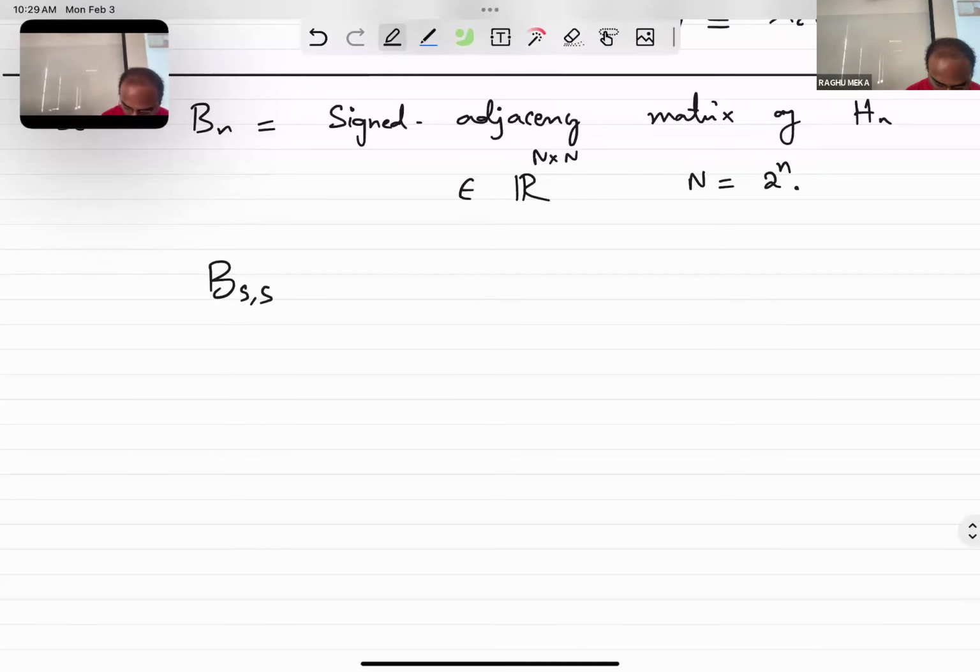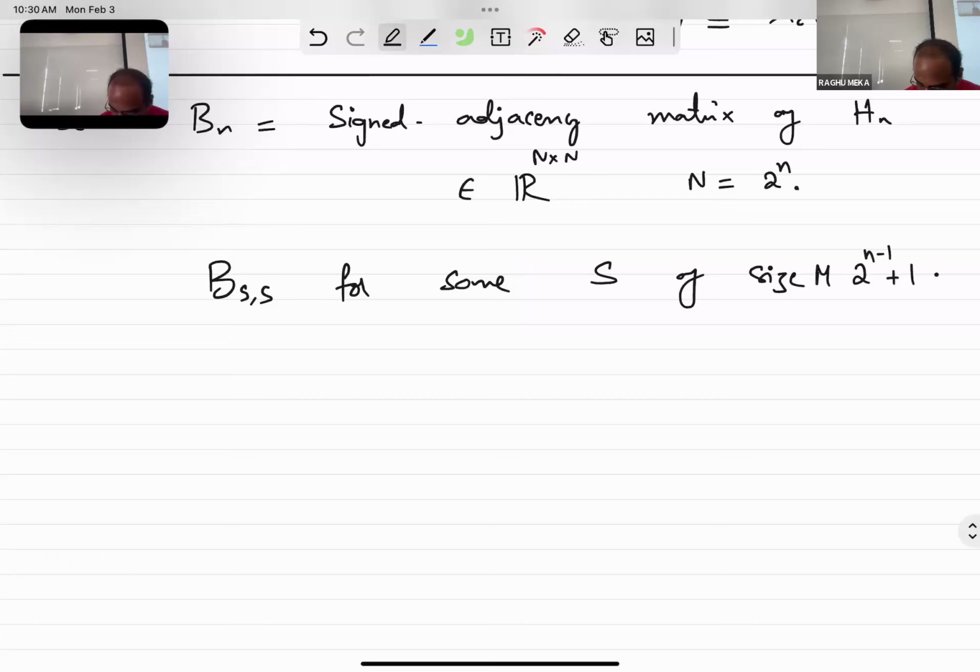BSS. Let me call it, maybe we just call it C, the matrix. Let me just keep it like this actually. For some S of size, okay, we are picking at least half the vertices. In particular, let's say we're picking exactly half. Okay, it's strictly one more than the half. And we are looking at the corresponding principal submatrix.